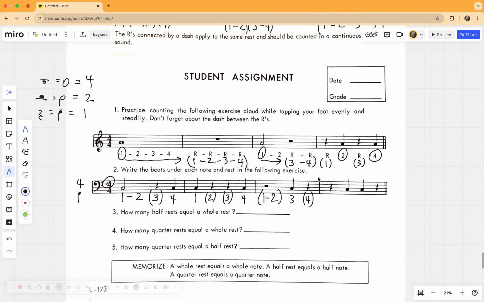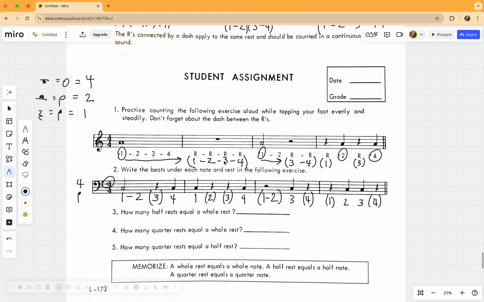The bar line resets the count back to 1. This is a quarter rest, and its value is 1 beat, the first beat of the measure, but we're resting. This is a quarter note. Its value is 1 beat, the second beat in the measure. This is a quarter note. Its value is 1 beat, the third beat in the measure. And this is a quarter rest. Its value is 1 beat, the fourth beat in the measure.